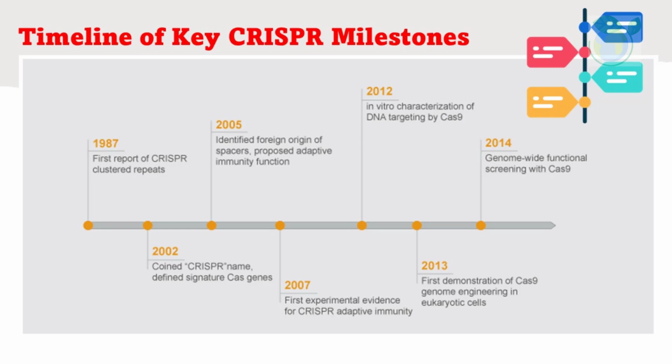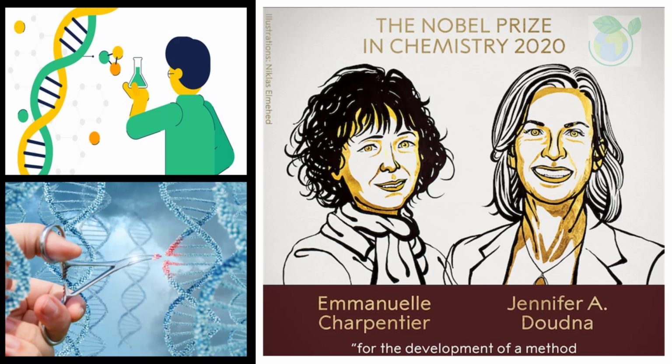Researchers Francisco Mojica and Ruud Janssen were the first to refer to these sequences as CRISPRs. In 2012, George Church, Jennifer Doudna, Emmanuel Charpentier, and Feng Zhang developed a way to use CRISPR-Cas9 as a tool for editing specific regions of genomes, which has the potential to revolutionize gene editing. Because of its significance, Science magazine named CRISPR the Breakthrough of the Year in 2015.